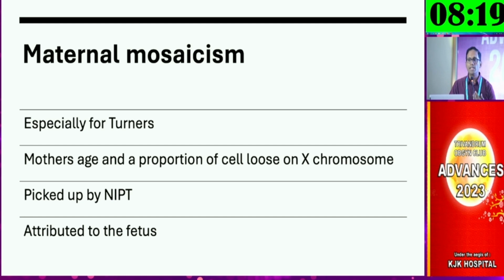malignancy. The next thing you have is maternal mosaicism, where you have a mother that is having a mosaic condition, like say mosaic Turner's. She will be subfertile, but she may become pregnant as well, or she has undergone IVF and become pregnant. Now you know that she has got a deficiency of what? An X chromosome. And that will be picked up on NIPT. NIPT will see an underrepresentation of the sex chromosome, and you will falsely attribute it to that of the fetus. So there again you should remember that if there is maternal mosaicism also, you can get a false positive result.